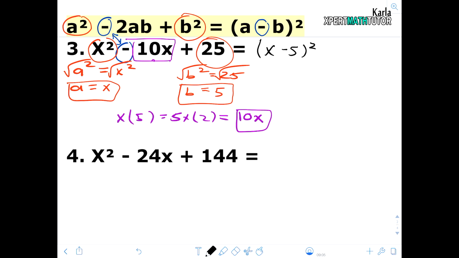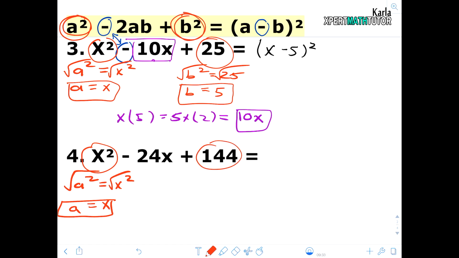Next example, we have x squared minus 24x plus 144. So a squared will equal x squared. If we take the square root of both sides, the square root of a squared is just a. The square root of x squared is x. So a equals x. Now b squared will equal 144. We take the square root of both sides. The square root of b squared is just b. The square root of 144 is 12.